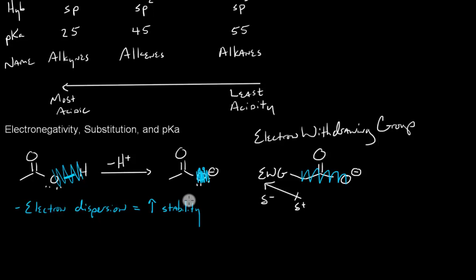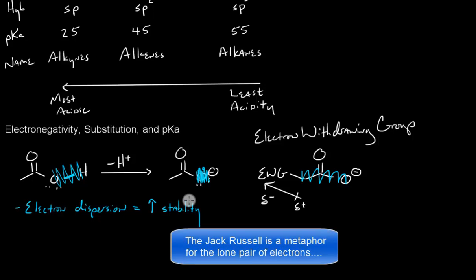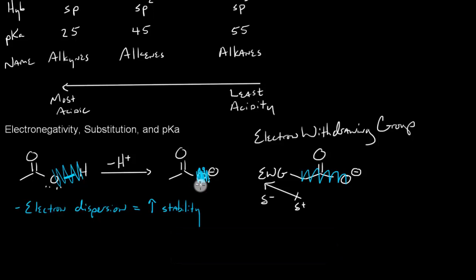A metaphor that I like to use sometimes for this type of situation is a Jack Russell Terrier. The situation on the left would be your little Jack Russell Terrier with a very small amount of room to play, versus the situation on the right, where you gave your Jack Russell Terrier a very big, fenced-in backyard where it could run around and expend all of its energy. It's obvious for the Jack Russell Terrier that this is going to be a more stable situation. He's going to be a lot happier.